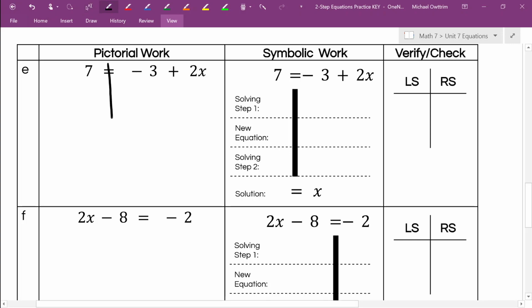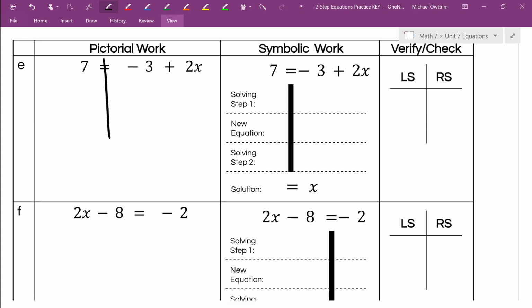Taking a look at question E, we want to start by drawing our wall. And these ones are a little bit more complicated just because they have some weirder things going on with their integers and their negatives and things. But like always, we're going to draw our wall.